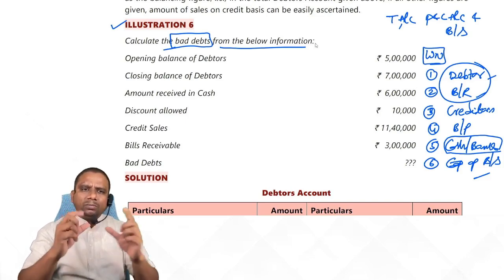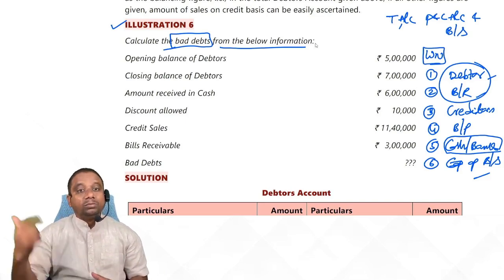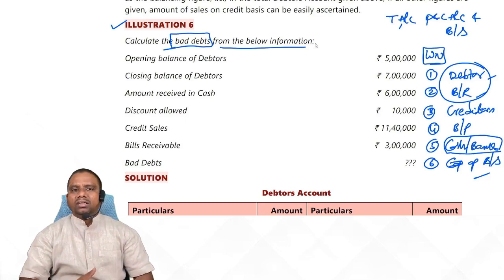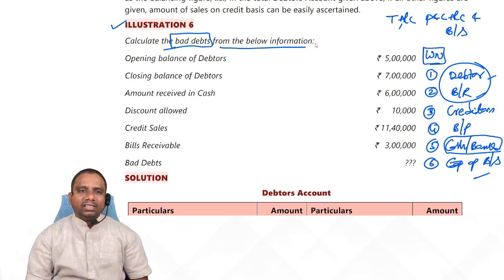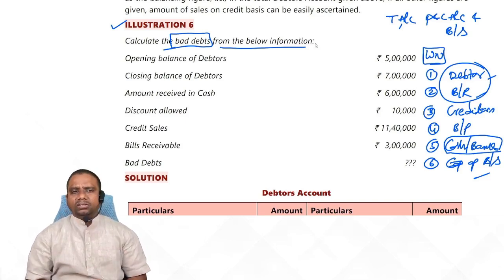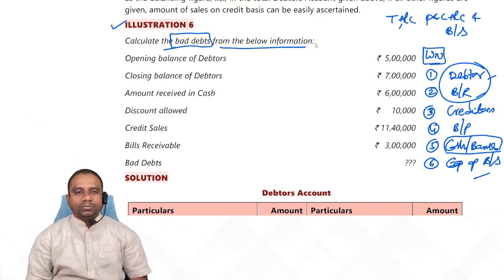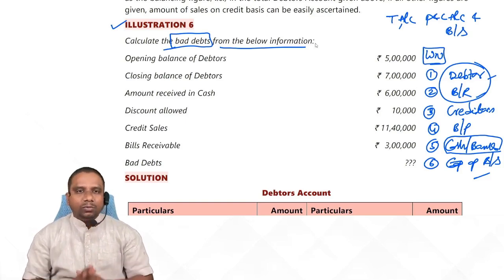Suppose the debtor opening balance is given. That is recorded first on the debtor account debit side, and on the opening balance sheet asset side. If opening capital is not given, and the closing balance of debtors is given, that is written on the debtors account credit side, and at the same time on the closing balance sheet asset side. So most of the information given in the problem is shown two times, in two places, because we are converting the incomplete information into complete information.